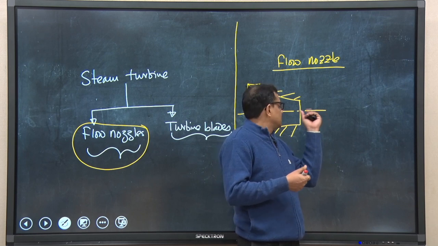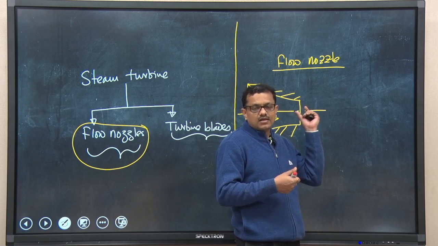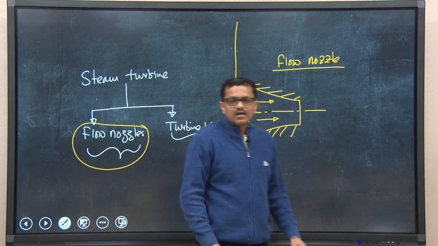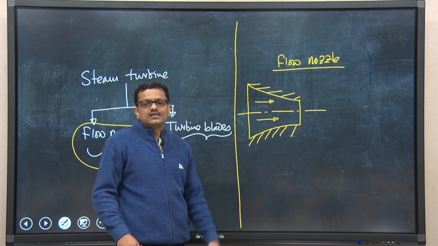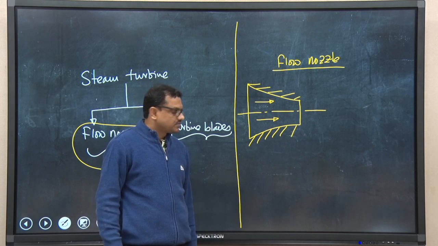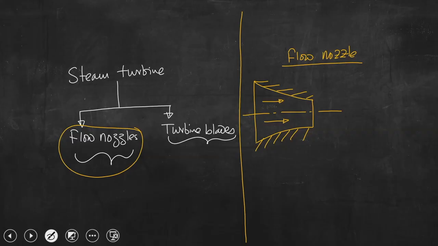So, you can understand the area at the exit of the nozzle is also an important parameter to be looked at for the proper or efficient energy conversion that will take place in the turbine. So, these are the flow nozzles. This is the convergent type. This is 2, this is 1. So, 1-1 is the inlet, and 2-2 is the outlet.